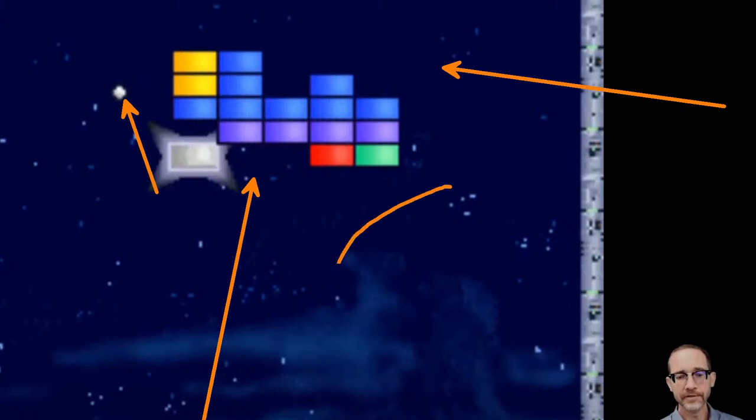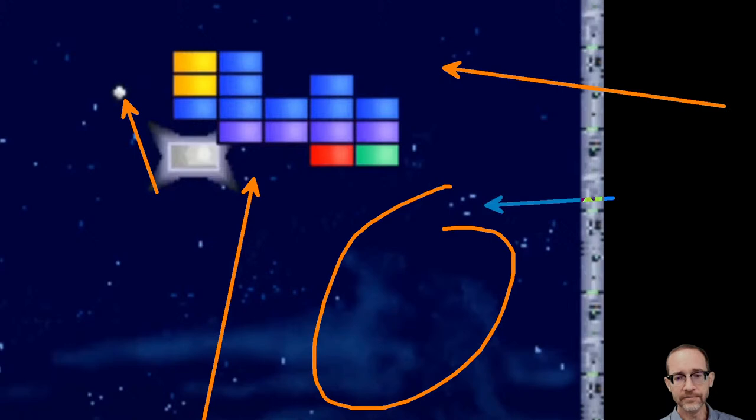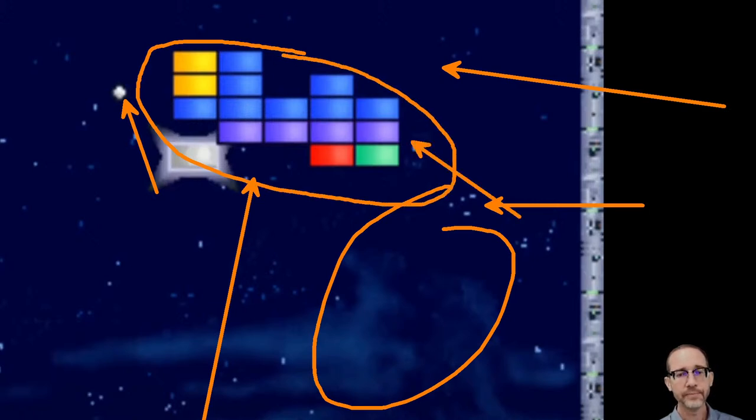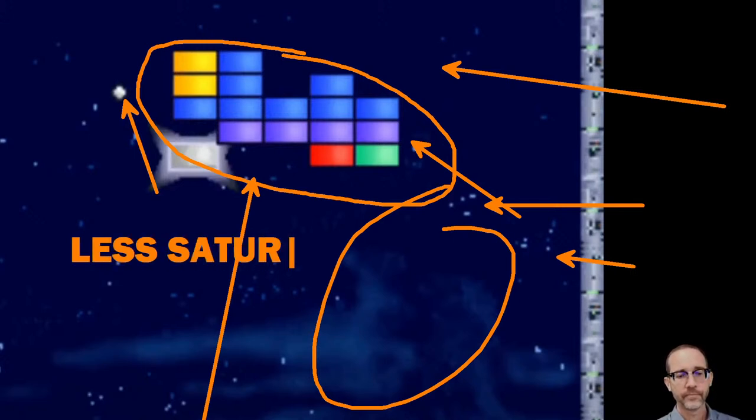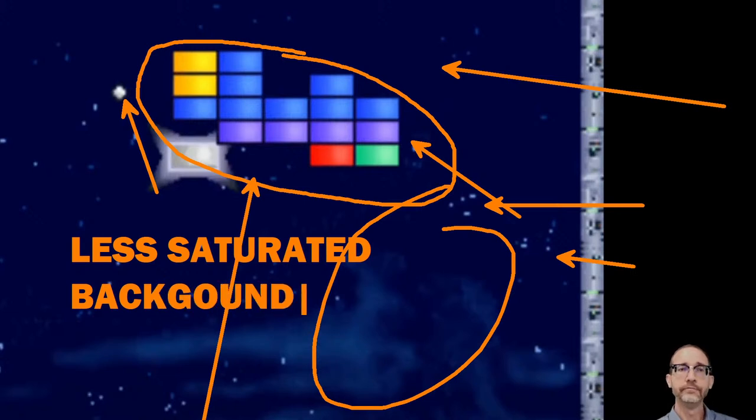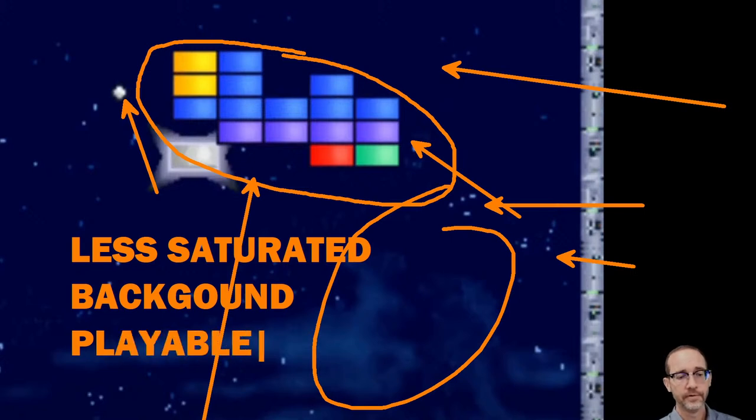And so here they've done this by using the space background that is less busy and also has less color. There's way more color in all the bricks. This is kind of monochromatic. This is something that you've seen in a million video games, right? The background is less saturated. It's one of the primary ways in video games that they communicate what is background, visual enrichment, and what is a playable element.